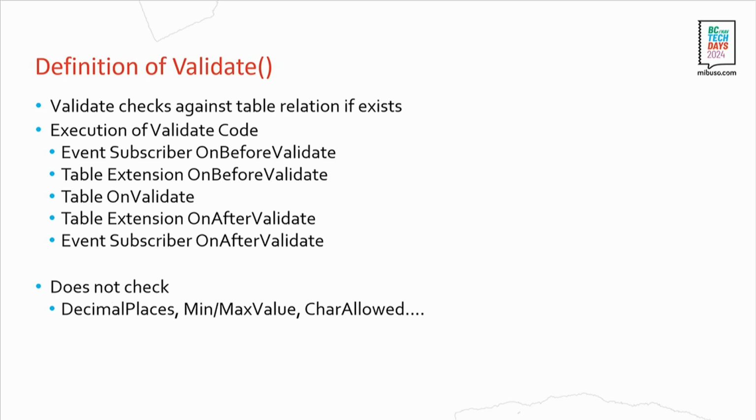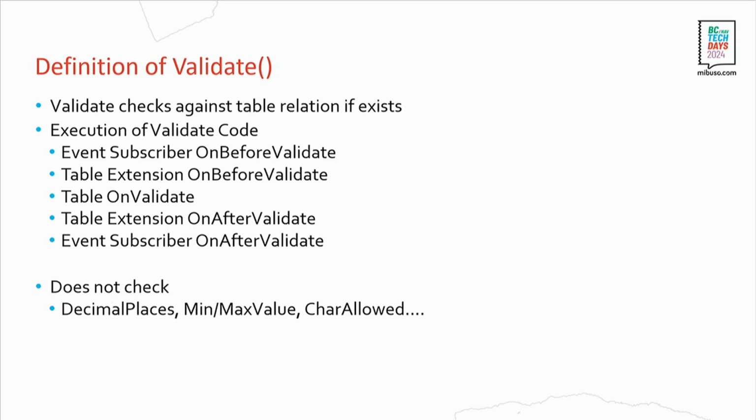It does not check basically everything else. Decimal places, min-max value, chars allowed, and I think there are more properties that should be on the list. But we didn't find anything else that is actually validated with the validate. Yeah, this was a surprise to us as well.